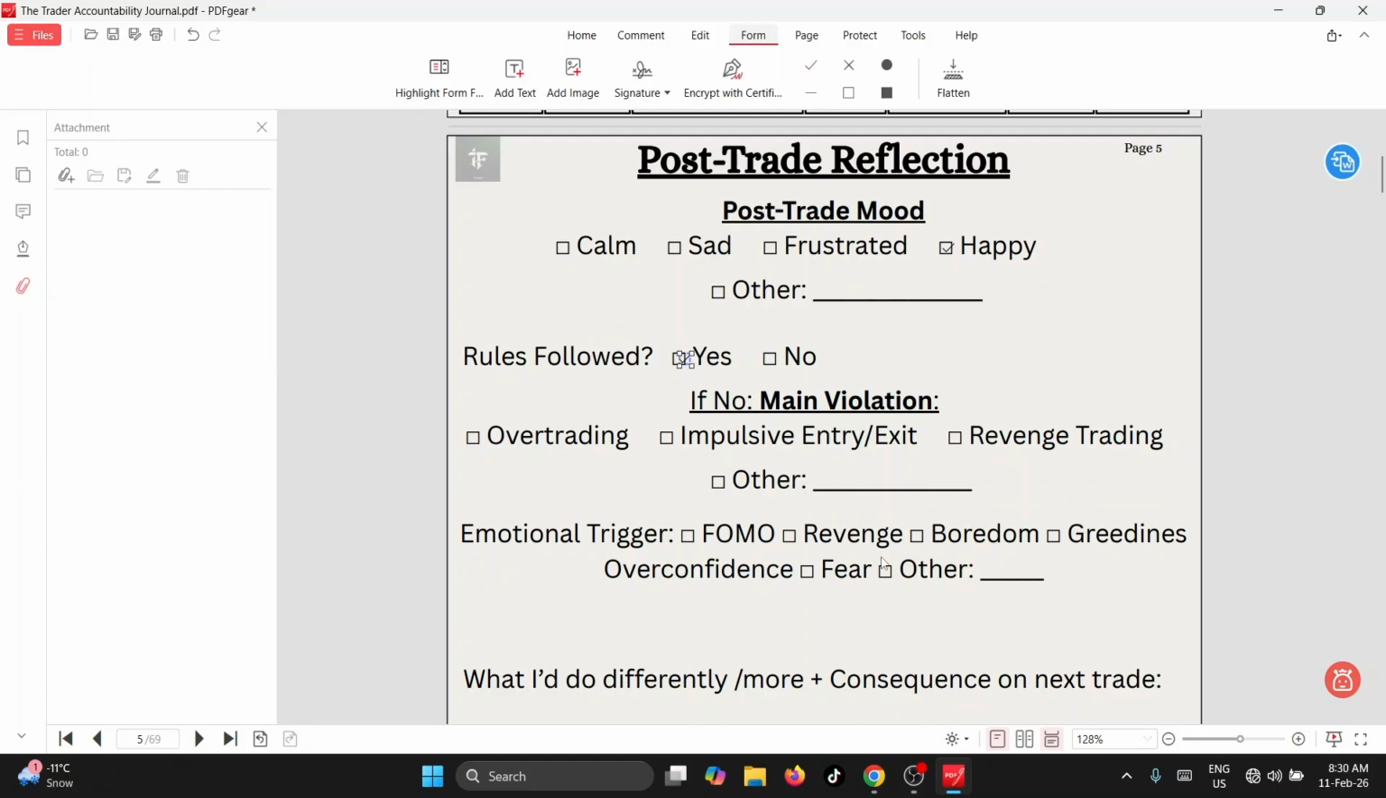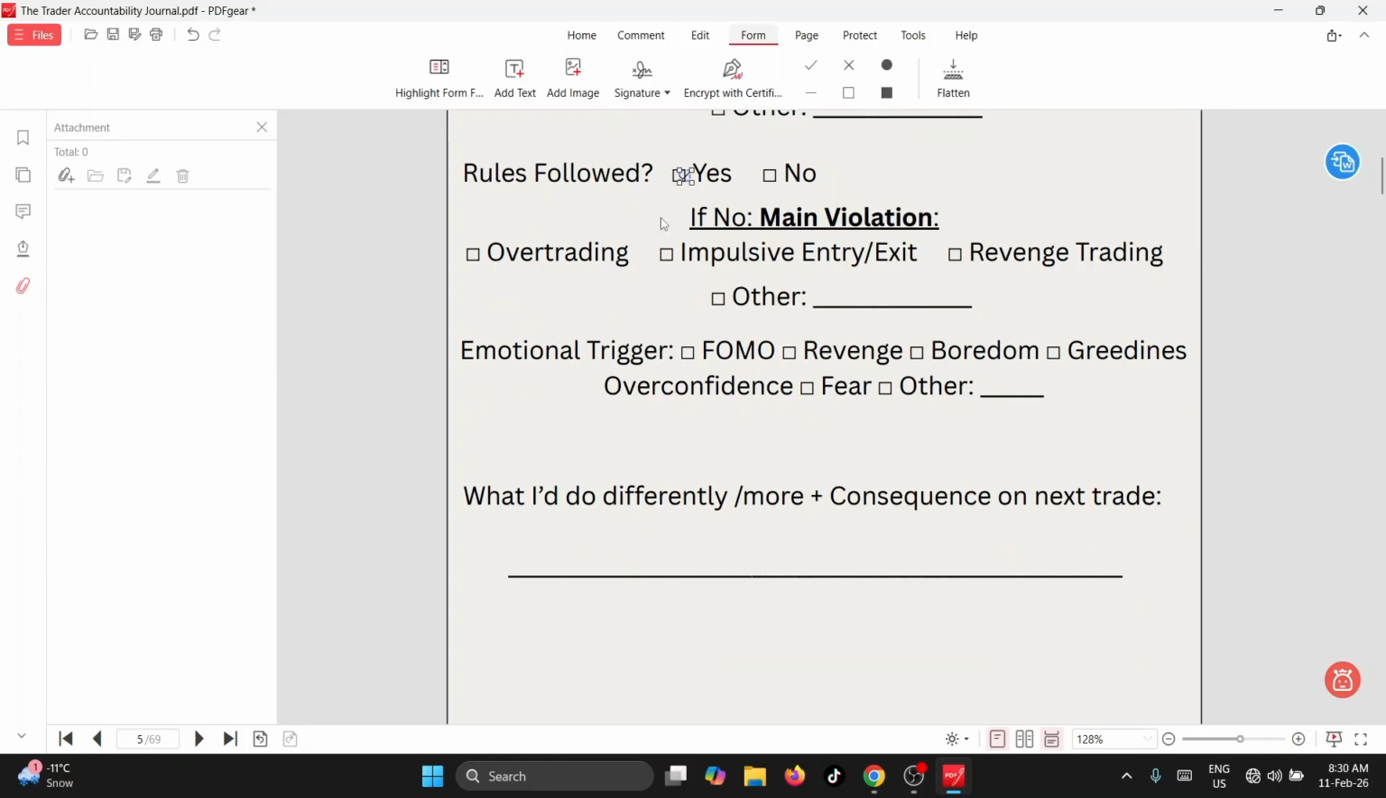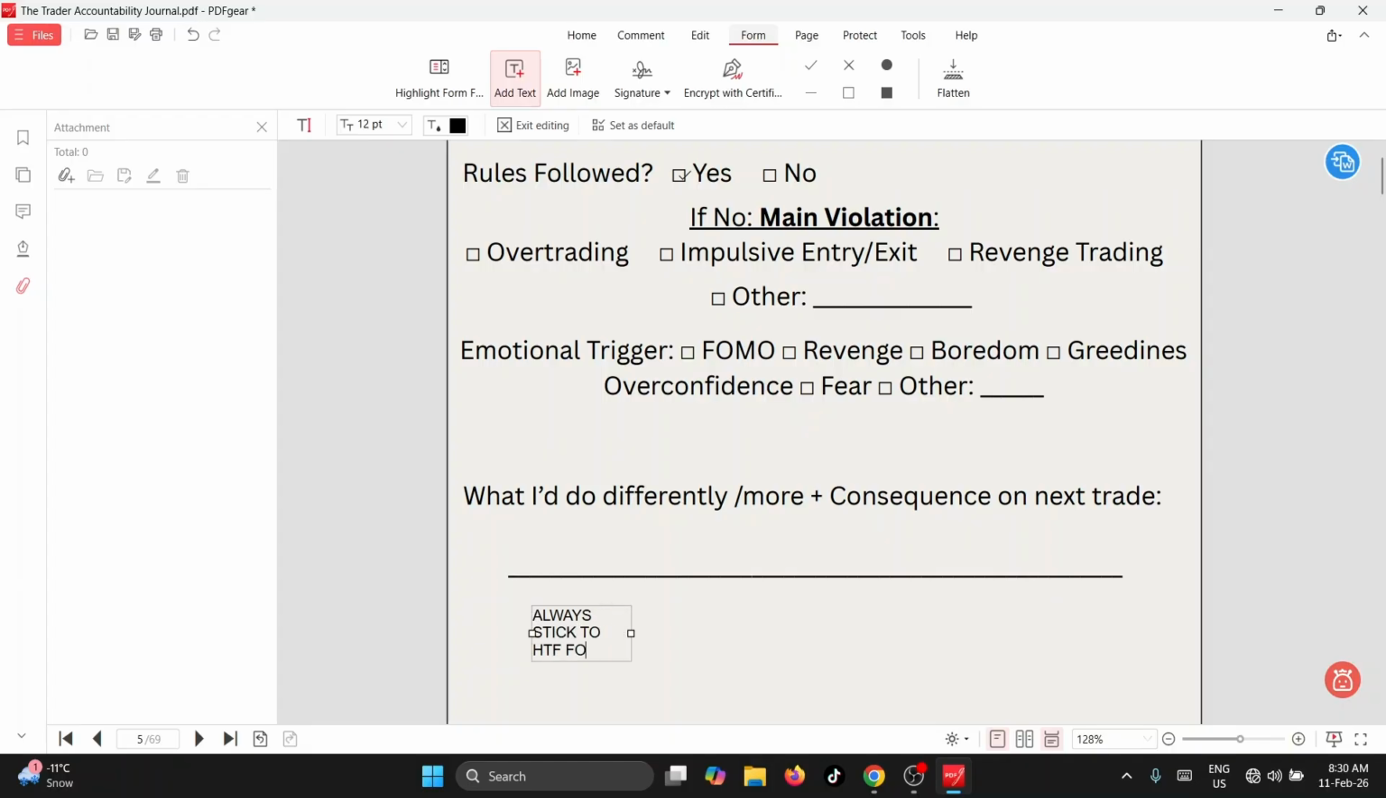And then, if you followed your rules, you can just say here, always stick to higher time frame for buyers. So that's something you can do.